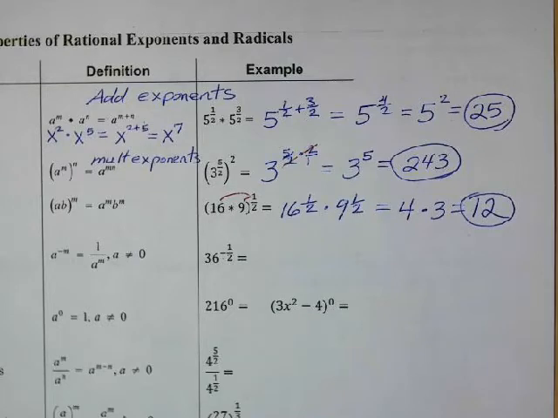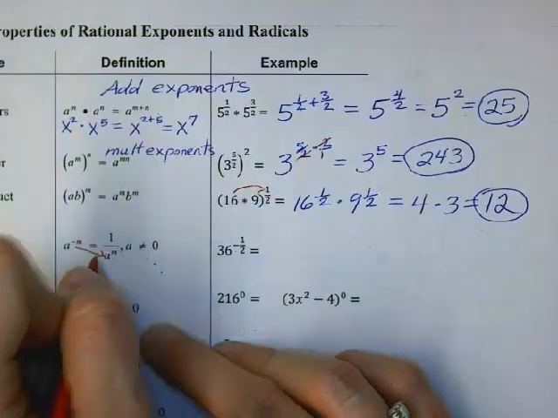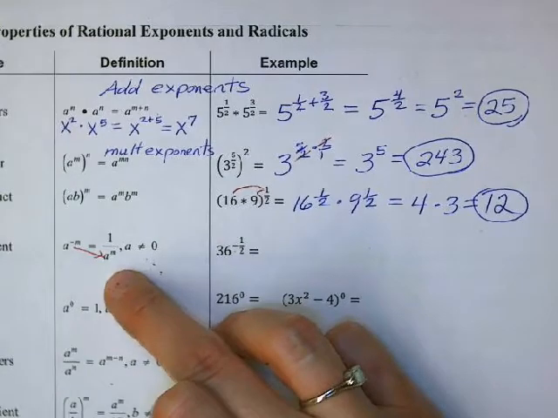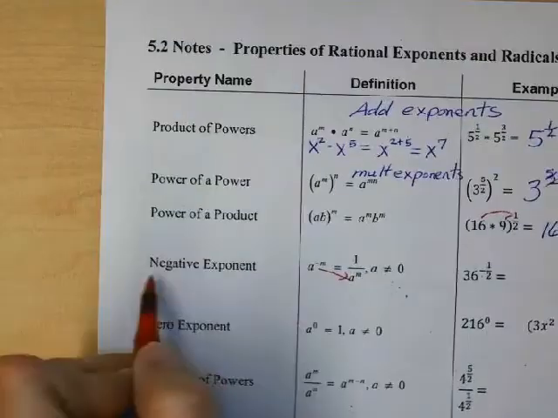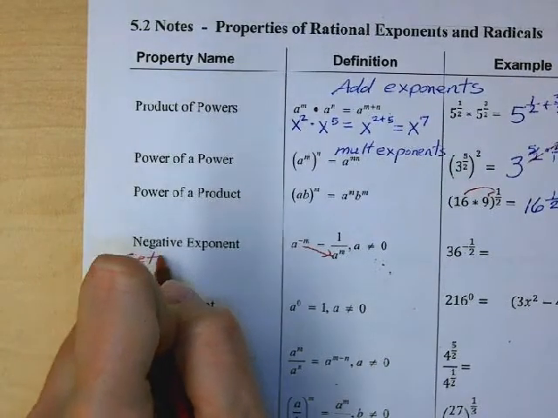It's like moving the location of it up or down to get rid of the negative. You're trying to get rid of the negative exponent. So this rule is showing that a to the negative m, they wrote 1 over a to the m and moved it, so it's not a negative anymore. The point is to get rid of negative exponents.